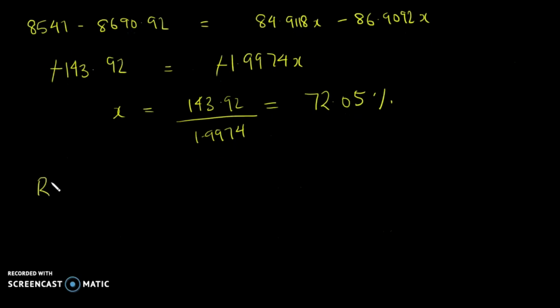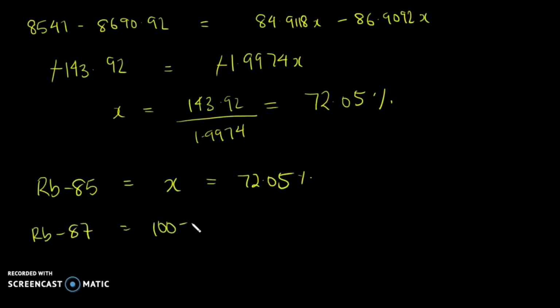We defined the percentage abundance of rubidium-85 to be x, and we calculated it to be 72.05%. We defined the percent abundance for rubidium-87 to be 100 minus x, and that would give us 100 minus 72.05, and that would be 27.95. And there you have it. Even though the question just asks us to find the percent abundance for rubidium-85, it won't kill us to give it for rubidium-87 as well.